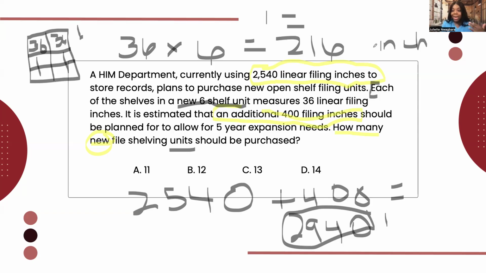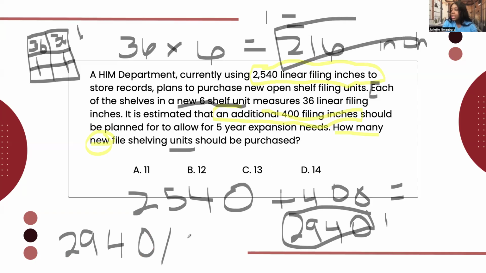How many units am I going to need, right? To figure that out, I'm just going to take the actual total number of inches, 2,940, and I'm going to divide it by how much it is for one unit, 216. By dividing 2,940 by 216, I'm going to figure out how many of these shelves need to be purchased for my department.